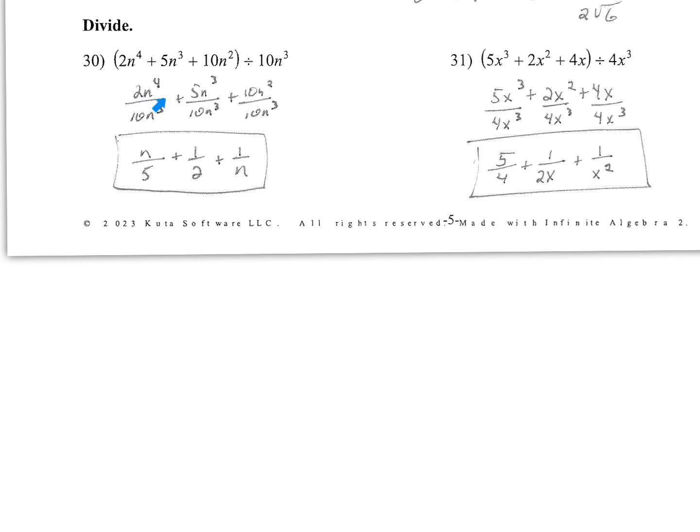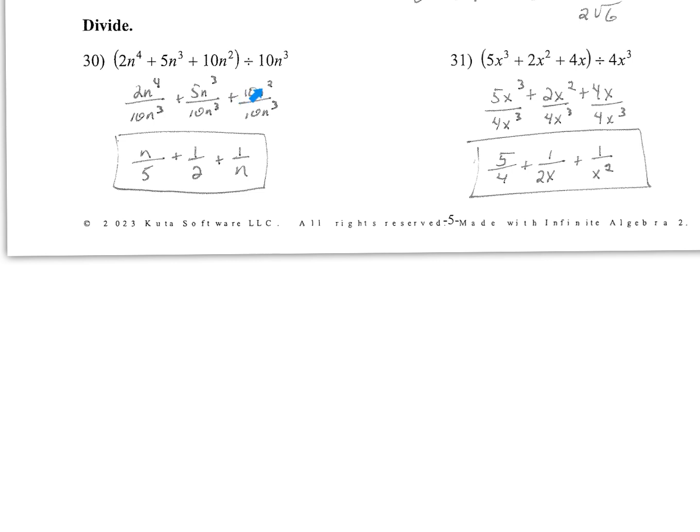So I just wrote these all out separately. We have 2n to the fourth divided by 10n to the third. Okay, and that's just a fraction that we can simplify. 2/10 simplifies to 1/5. And then n to the fourth divided by n to the third, you just do 4 minus 3, which is 1, so that's n over 5. And then 5n to the third divided by 10n to the third, 5 over 10 simplifies to 1/2. And of course the n cubed divided by n cubed, they just cancel each other out, so there's no n variable left there.